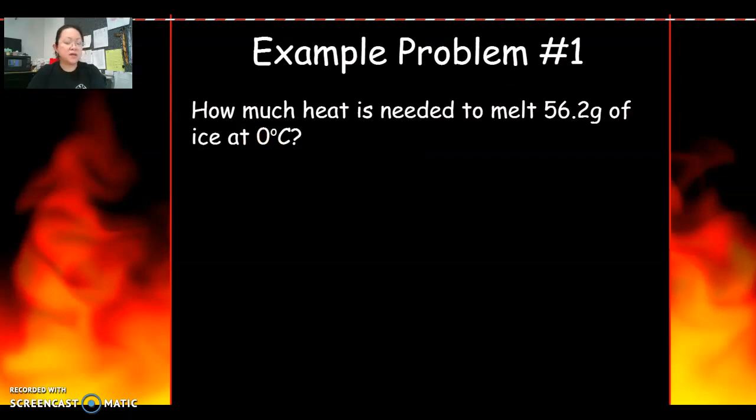So let's do this in a practice. How much heat is needed to melt 56.2 grams of ice at 0 degrees Celsius? The 0 degrees Celsius just lets us know, yes, this is ice. The melting point or freezing point for ice is still going to be 0. That still hasn't changed. But since we're wanting to calculate heat, not heat of vaporization, we're given mass, and we know that this is melting ice, so we're going to be using heat of fusion.